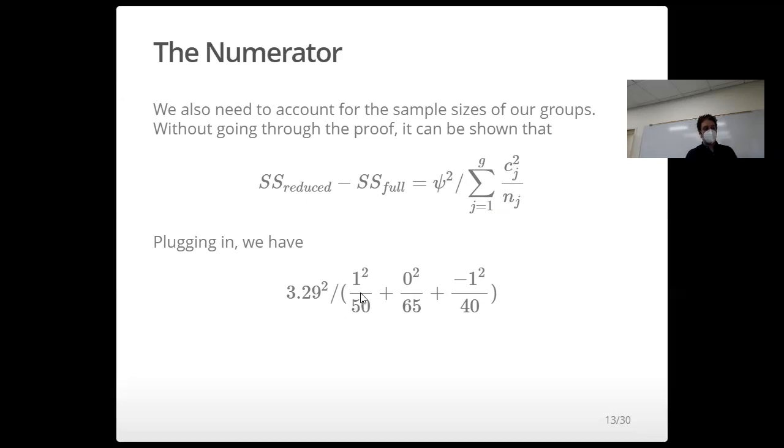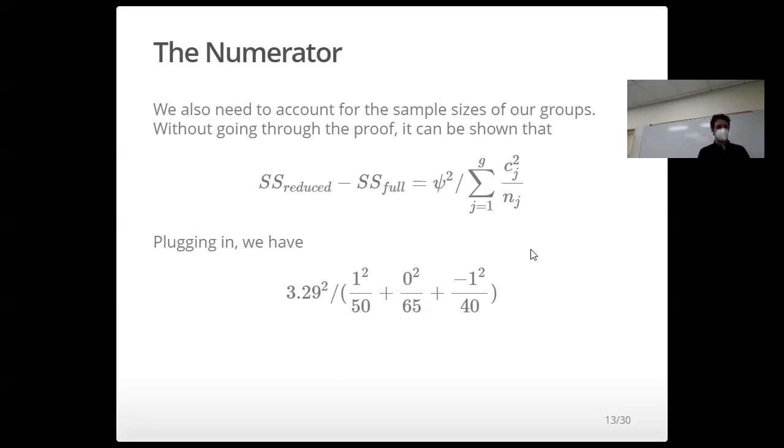So just plugging in, I have 3 groups. So this becomes 3.29 squared, and then this just becomes each of my contrasts squared divided by the group sample size as well.